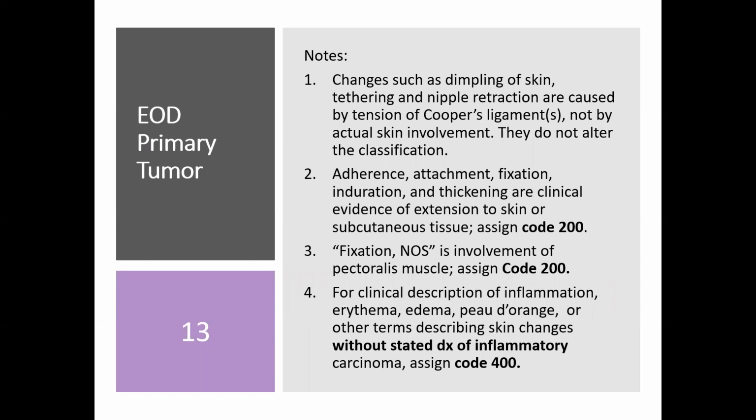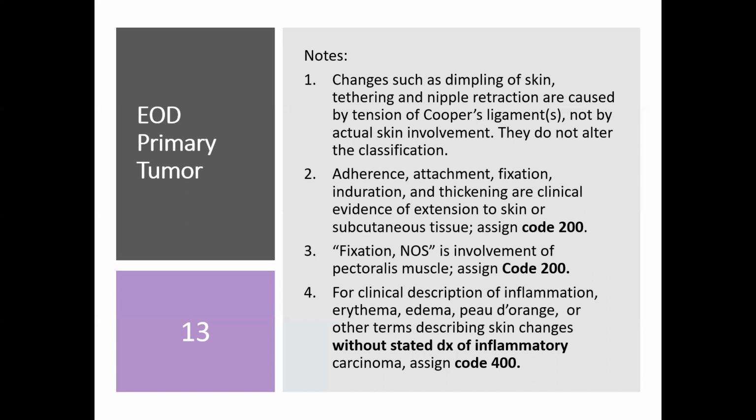Here are the notes for the EOD primary tumor for breast. You can follow along if you want to. In the SEER RSA, there are 4 notes. These are the details that you'll need to text so that you can back up your codes. So any of these identifiers in note 1, such as dimpling of skin, nipple retraction, really are related to tension on Cooper's ligament, not actual skin involvement. So they do not alter the classification of extension.